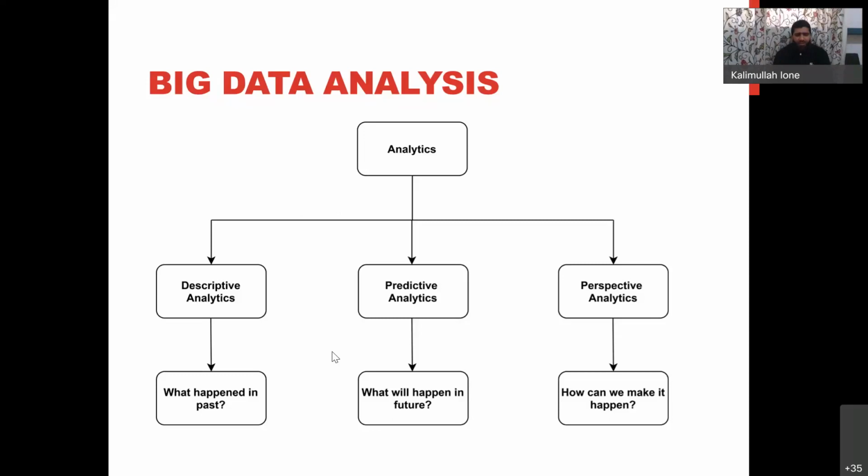And I will check historical data. I will see some trends. I can predict there are chances that only 10% of students can pass, or 30% of students can pass, on the basis of historical data. What will happen in the future?